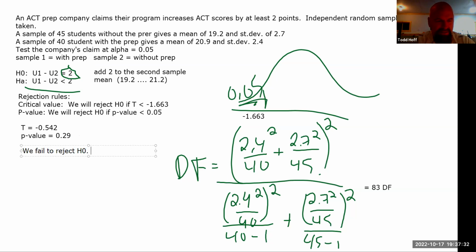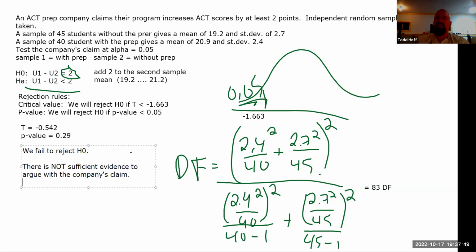The null hypothesis. Therefore, there is not sufficient evidence to disprove or even just argue with the company's claim. For the time being, we have to let their claim stand. There's not any evidence against, or not enough evidence against them. So those are the 2 tests for independent population means.